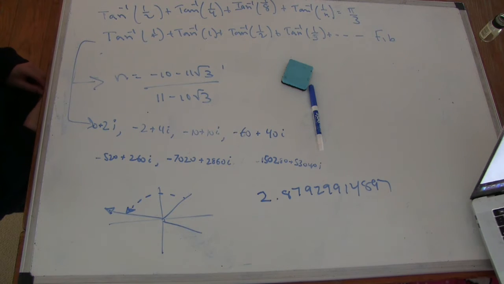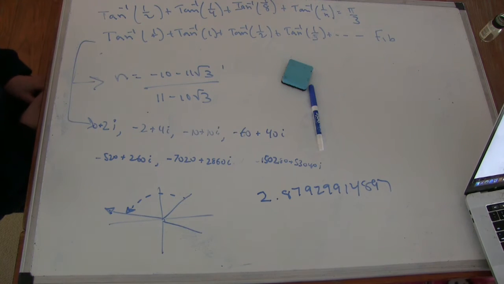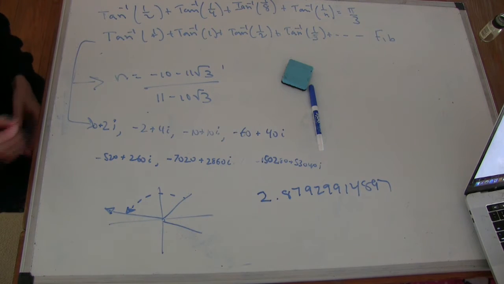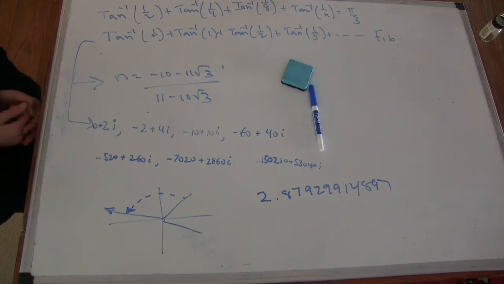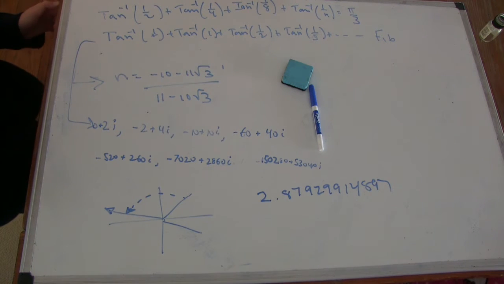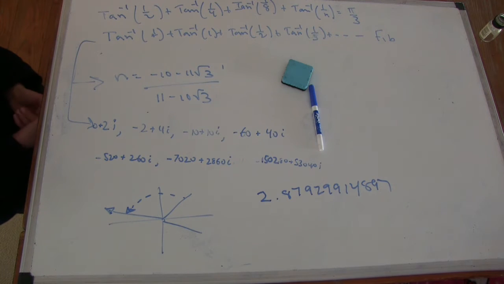So that means the imaginary part had to be the real part times root 3 because of the pi over 3 degrees, or pi over 3 radians. And we found that this was our solution. It's not really any known number. It's not like a famous number or anything that we know.